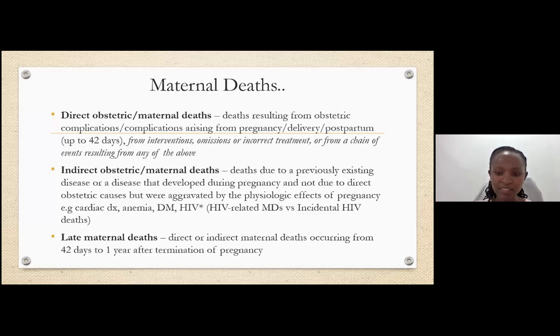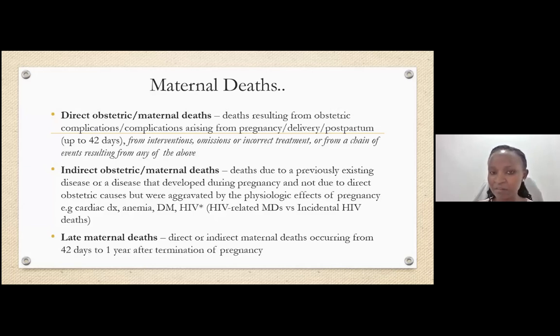So it would be a direct obstetric death. The indirect ones are those that arise from a previously existing disease or one that developed during the pregnancy, but not a direct obstetric complication. So for instance, anemia would be the commonest, cardiac disease, malaria, diabetes, and then for HIV, they are usually classified as HIV-related maternal deaths, and this would be a death due to an HIV complication that was actually worsened by the pregnancy.